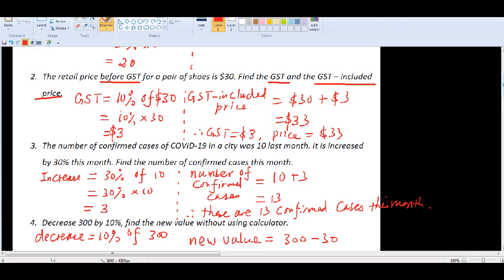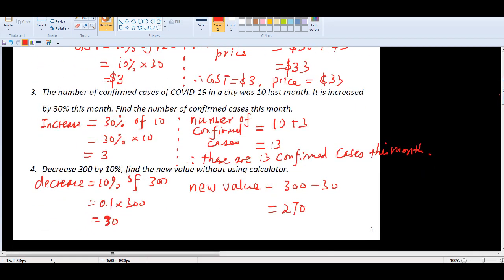Okay, and question 3. So the number of confirmed cases of COVID-19 in a city was 10 last month. Okay, it's 10 last month. It increased by 30% this month. Find the number of confirmed cases this month. Okay, so increased by 30%. So you need to find the increase in cases, right? So the 30% of 10, so it is 3, right? Number of confirmed cases then becomes 10 plus 3 is 13, right? That will do it.